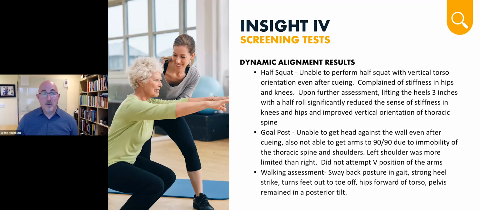All right. So if we look at her dynamic alignment, this is what I found, okay? So I tested her half squat, I tested her goal post, looking at her shoulder movement, and also a walking assessment. So in the half squat, she was unable to perform a half squat with a vertical torso, right? Even after cueing. So one of the things I want you to remember when I talked about assessment skills, if I cue somebody and they're then able to do the movement correctly, was that a mobility or a load issue, or was it a body awareness issue?